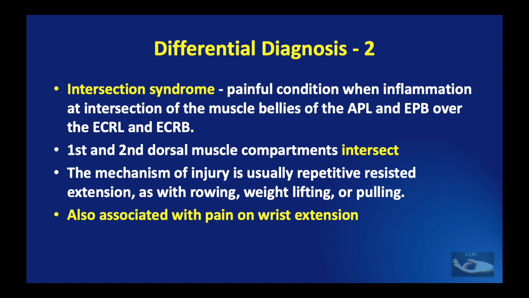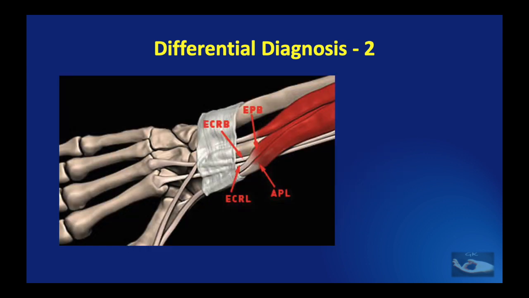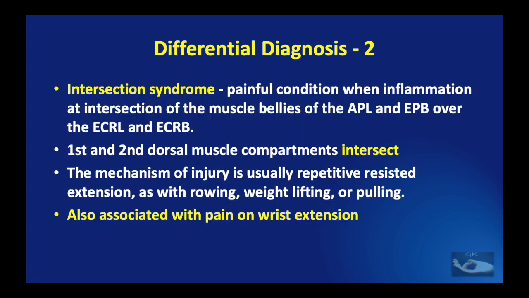The second differential diagnosis is the intersection syndrome, which is a painful condition when inflammation occurs at the intersection of the muscle bellies of the abductor pollicis longus and extensor pollicis brevis over the extensor carpi radialis longus and the extensor carpi radialis brevis. So, the first and second dorsal muscle compartments intersect.